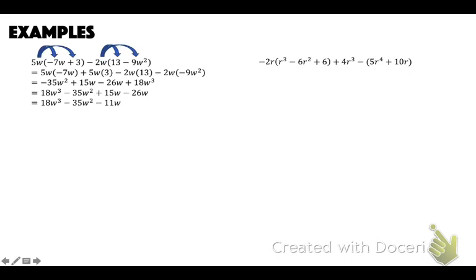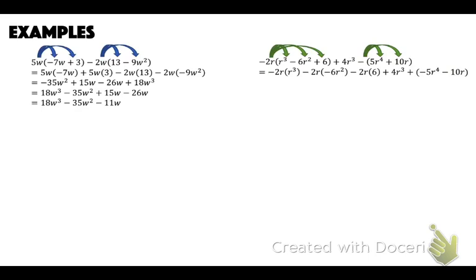So we can distribute that negative 2r. And we can distribute this negative sign right here. This is why I did this one. This negative sign has to be distributed into there. Okay, so when we distribute it, I have negative 2r times r cubed, which ends up being negative 2r to the fourth. Negative 2r times negative 6r squared is positive 12r cubed, because a negative times a negative. Negative 2r times 6 is negative 12r, and then 4r cubed, and then distribute this negative inside of there, which I did right here, but that becomes negative 5r to the fourth minus 10r.